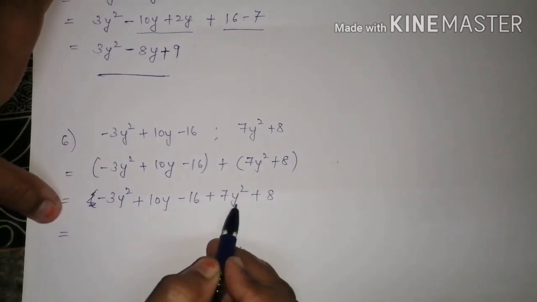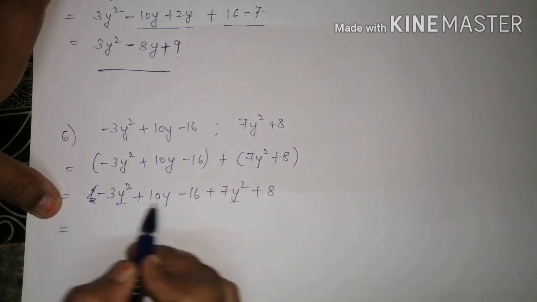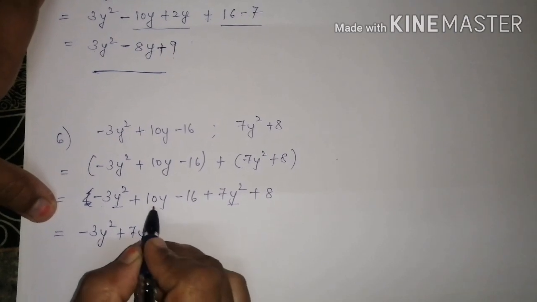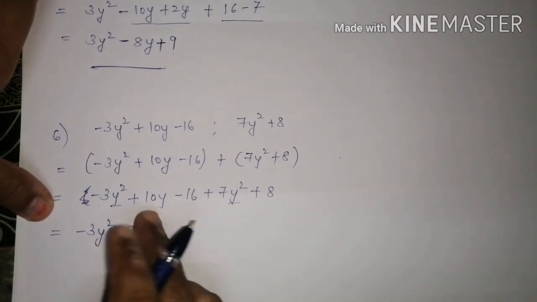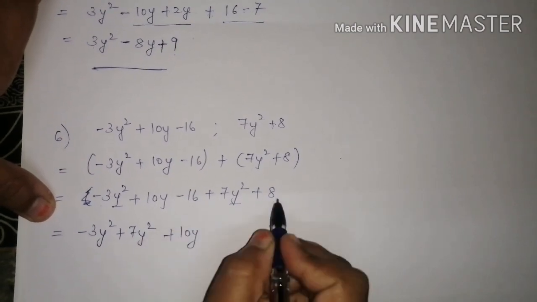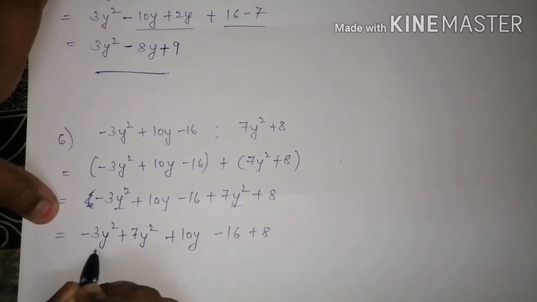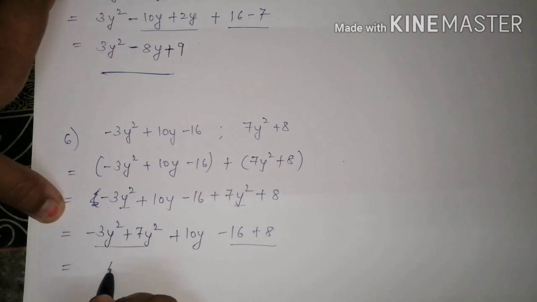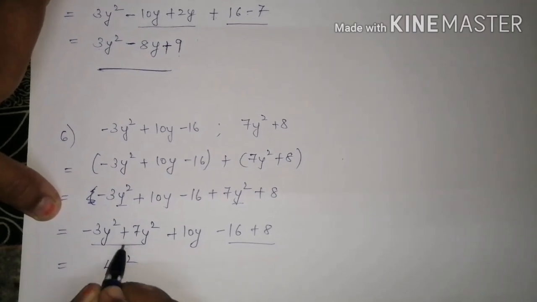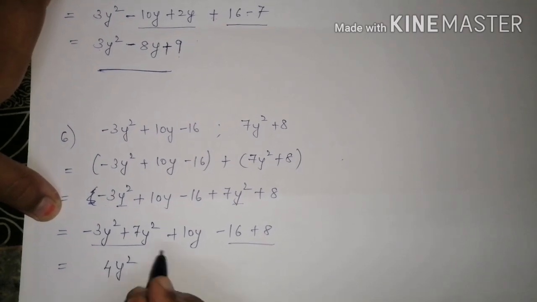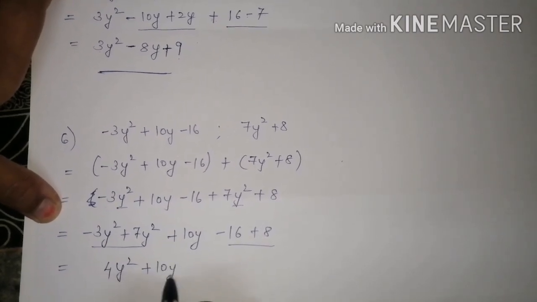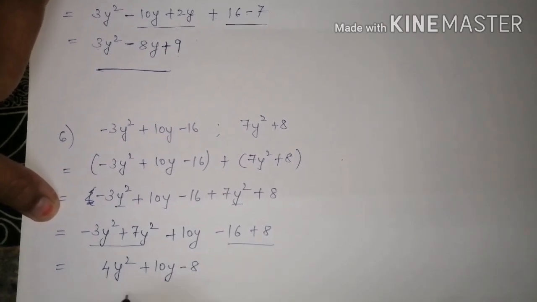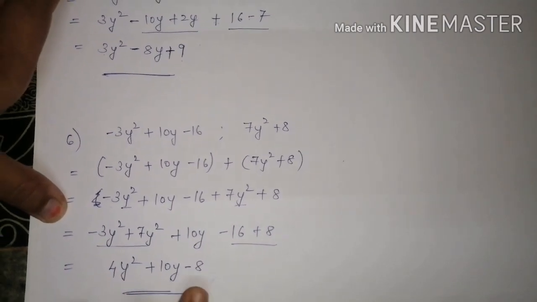−3y² and 7y²: y², y², these two are like terms. Write them together: −3y² + 7y² + 10y. The y term is not there to combine, so we keep it as it is. −16 and +8 are numbers, so these two and these two are the only like terms. Minus plus is minus, so 7 minus 3 is 4. The alphabet is y². Sign of the greater number is plus, no need of putting a plus sign. Plus 10y is a single term, put as it is. Minus plus is minus, 16 minus 8 is 8. Sign of the greater number is minus. So our answer is 4y² + 10y − 8.